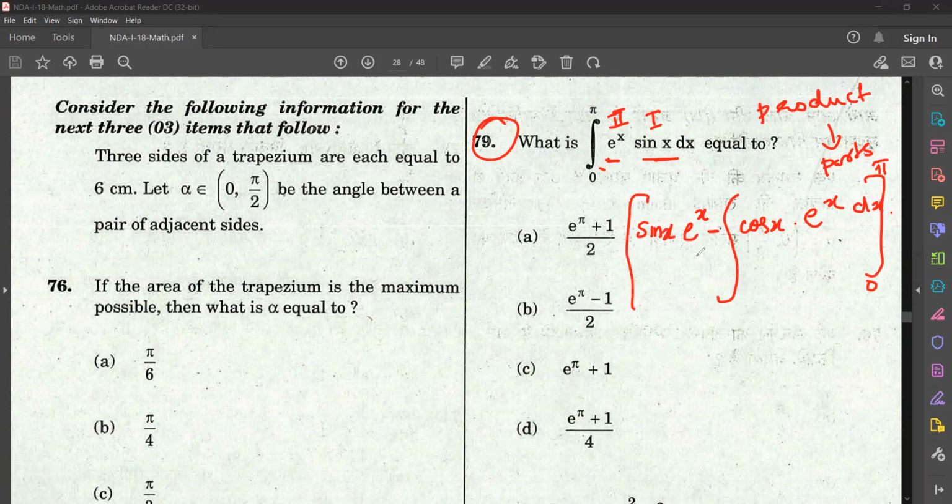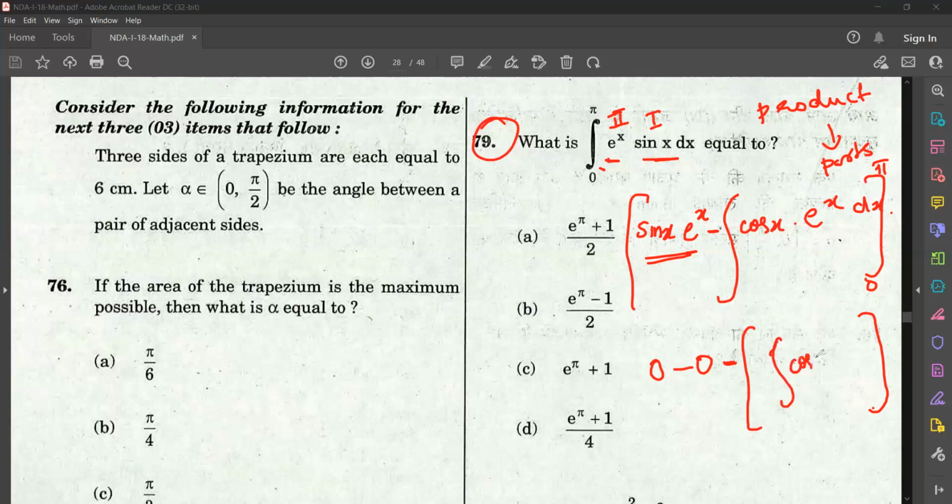So here, when you apply pi, sin pi is 0, so this term will become 0. Then if we apply sin 0, that term again becomes 0. Minus, apply the limit to this one. We need to integrate again, isn't it? So just keep it like that. Now we have only this integral: integral 0 to pi cos x e raised to x dx.